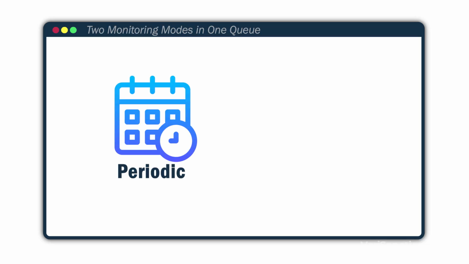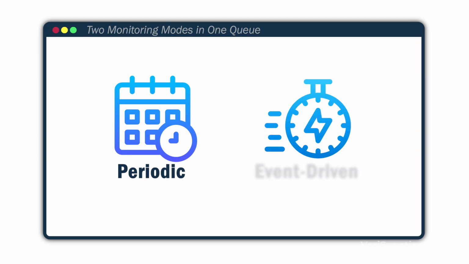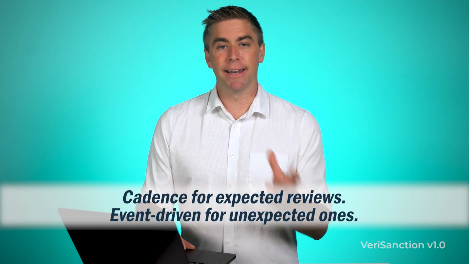Now, VeriSanction supports 2 monitoring modes in one queue. Periodic, every monitored individual has a next check date computed from their interval, and the background service rescreens them when that date arrives. And event-driven, when the background service detects a relevant sanctions list change, the affected individuals are flagged for immediate reevaluation, even if their scheduled date is months away.